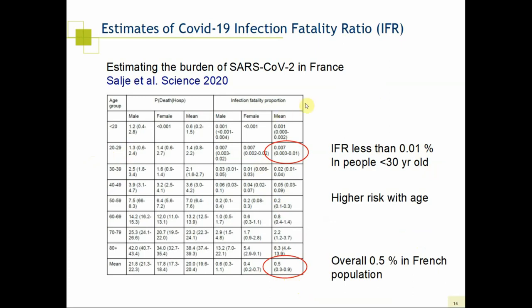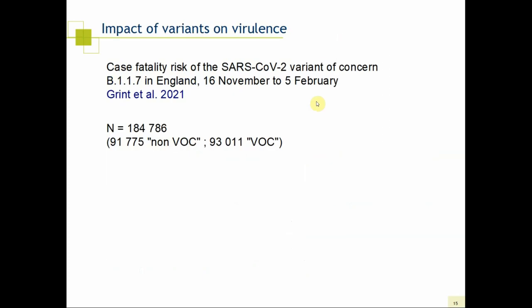Okay, so that was true for the wild type virus, but we know that we don't have the same virus now. Now everybody's getting infected with the Delta variant. So are these variants more pathogenic? One of the studies I found on this was from the UK, looking at the Alpha variant, which is also called B.1.1.7, from 16th of November 2020 to the 5th of February 2021.